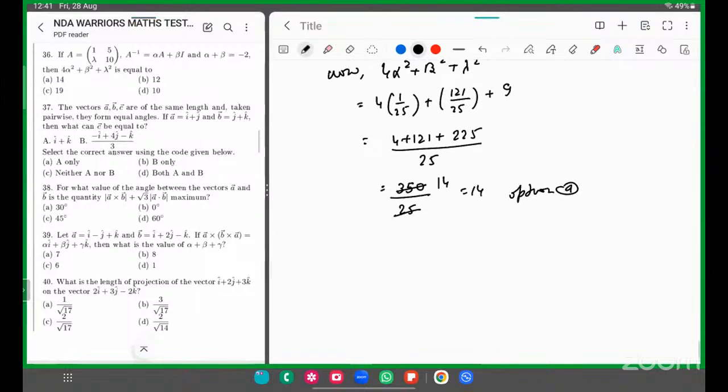Moving to question number 37, students. The vectors A, B, C are of the same length and taken pairwise. They form equal angles. They form equal angles. Okay. If A is this, B is this, then what can C be equal to? Yes, equal angles.